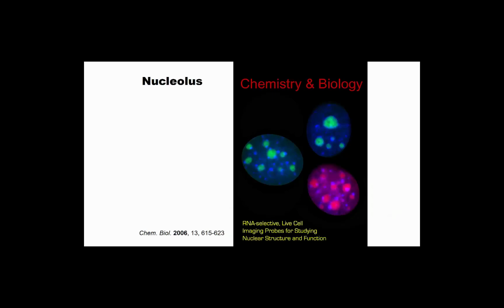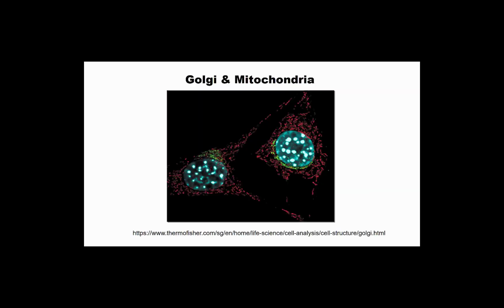Another case is the nucleolus. Inside the nucleus, there is another smaller structure, the so-called nucleolar structure. And this nucleolus is the center of ribosomal RNA synthesis. That's why this site has a very high content of RNA. And utilizing RNA dyes, we can selectively visualize nucleolar structures.